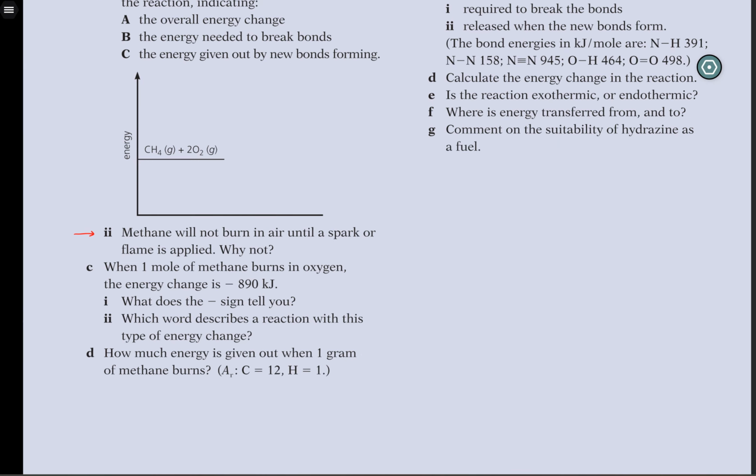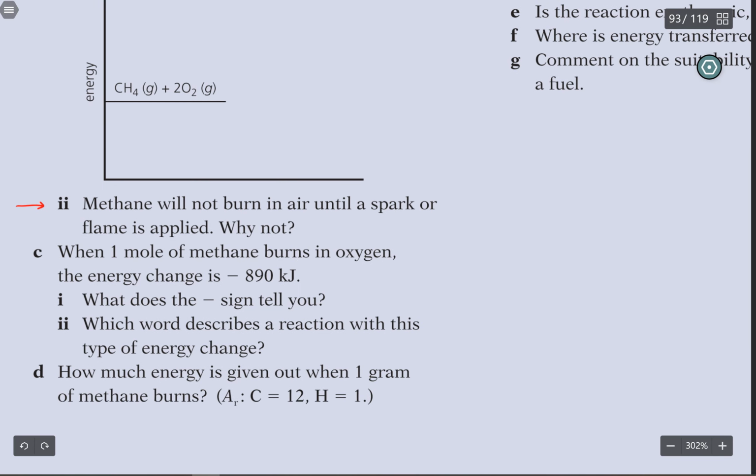Part C, when 1 mole of methane burns in oxygen, the energy change is negative 890 kilojoule. What does the minus sign tell you? First, I have to mention that the value mentioned here is different from the value that we have got, because the bond energy which we use is different from the bond energy which the book has used for answering this question. There are slightly different bond energies in the different textbooks.